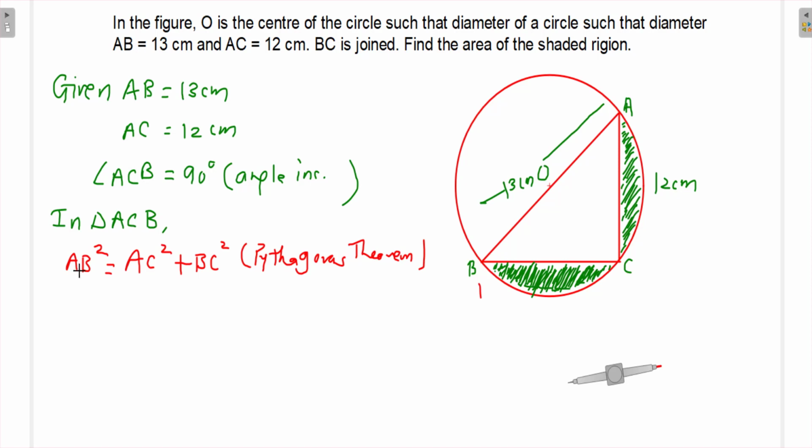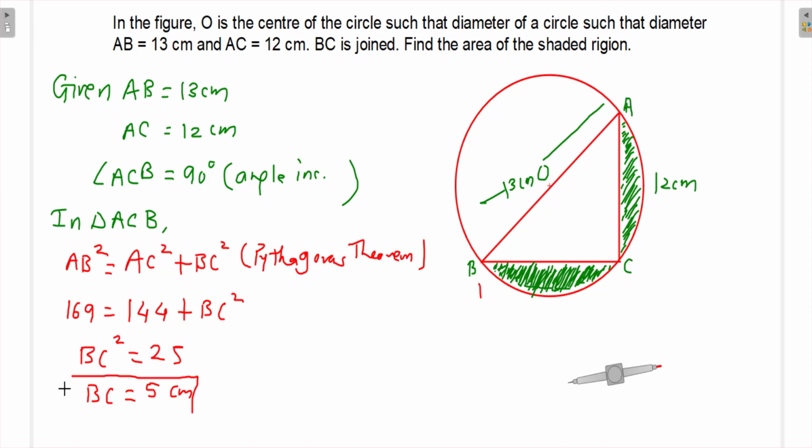Since AB square, that is 13 square, will be 169, which is equal to AC square, AC is 12, so 12 square, that is 144, plus BC square. Take 144 to this side, it will be minus, so 169 minus 144 is 25, and therefore BC square is equal to 25, and BC is equal to 5 centimeter. So highlight this first important step, BC is equal to 5 centimeter.